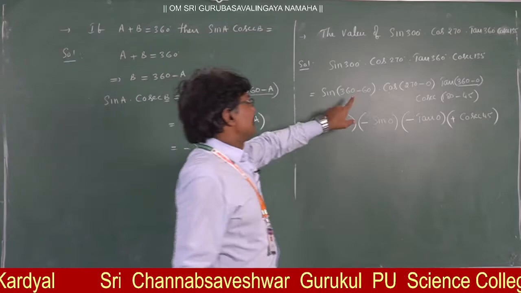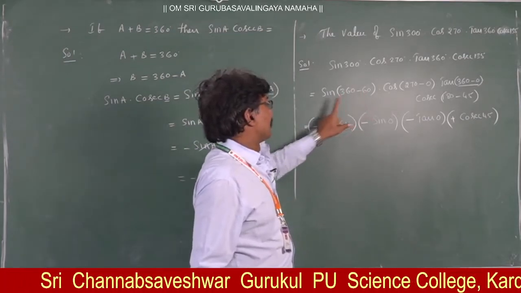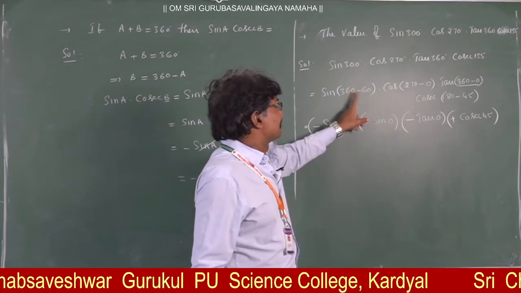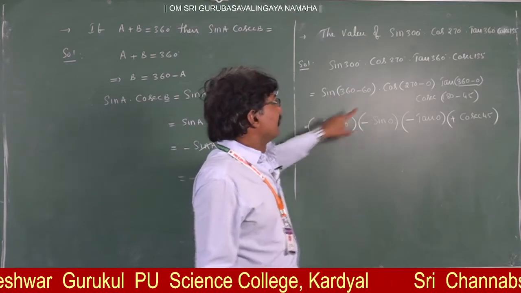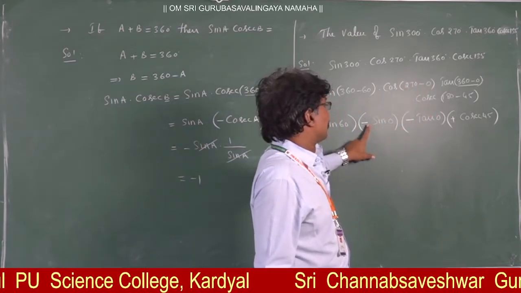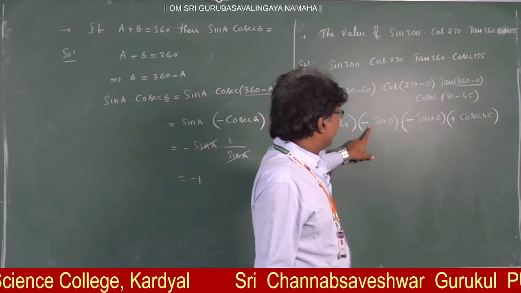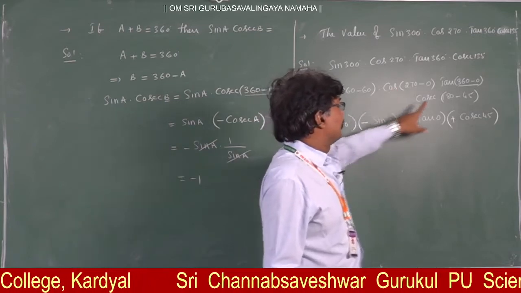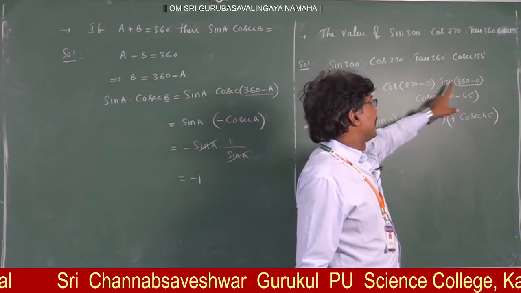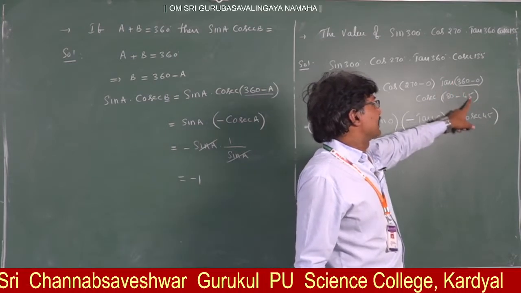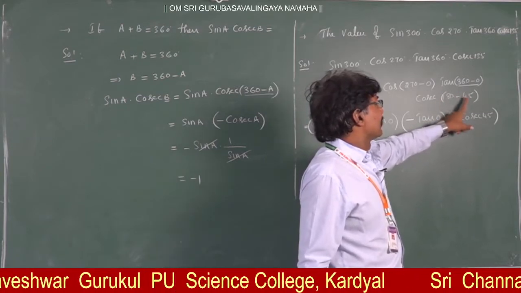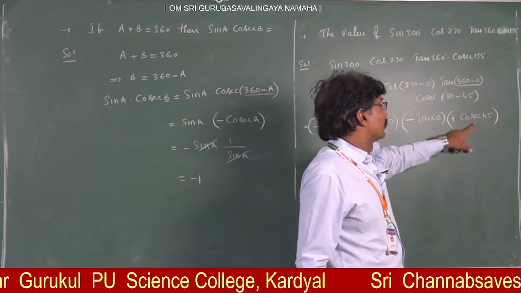Next transformation. See here, 360 minus theta, fourth quadrant, sign negative. 360 minus or 360 plus, sign no changes. 270 minus 0, third quadrant, cos negative, cos will be changed to sin. 360 minus theta, fourth quadrant, tan negative, tan no changes. 180 minus theta, second quadrant, cosecant positive, cosecant no changes.